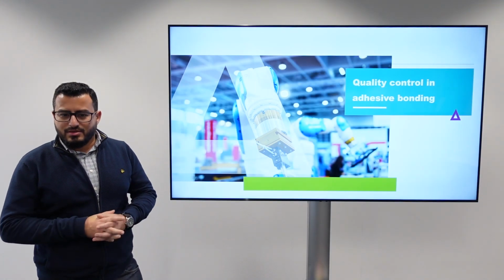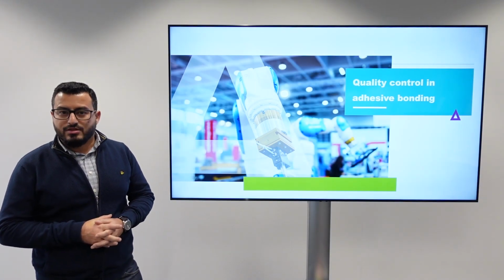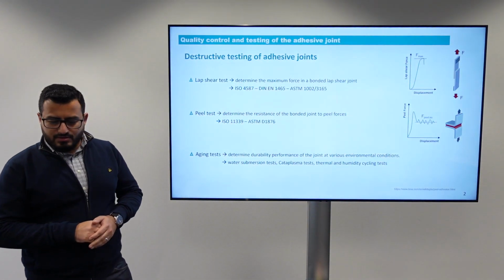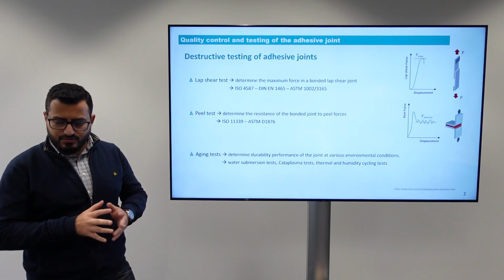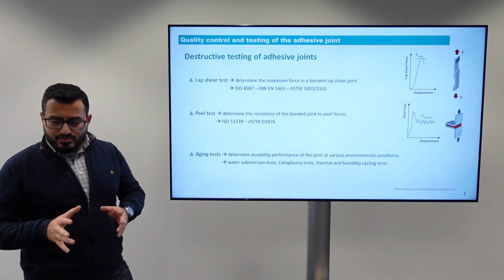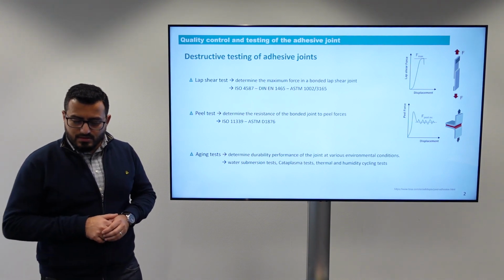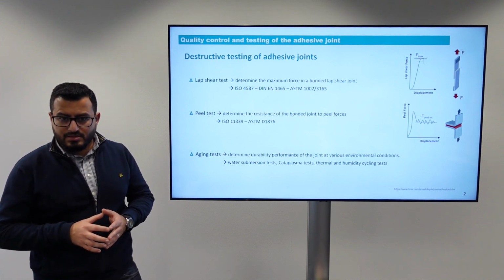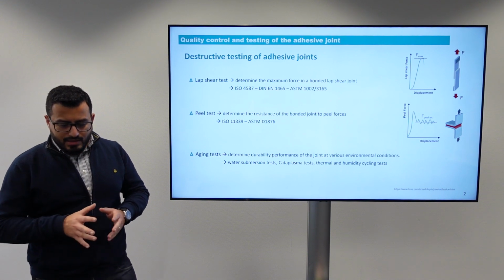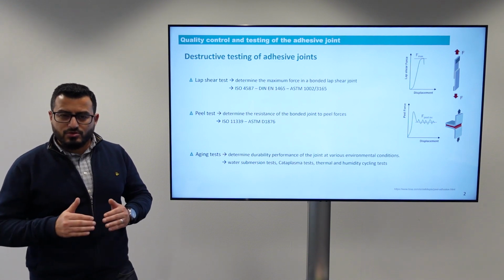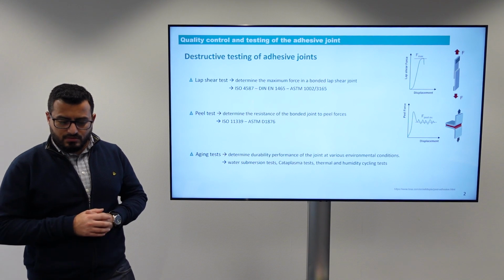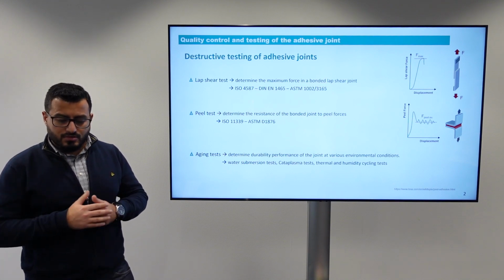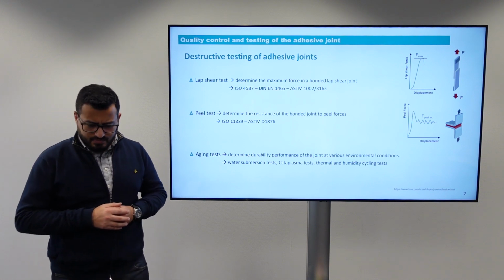Now let's see how we can test the quality of the adhesive joints. Testing and quality control can be divided into destructive and non-destructive testing. For the destructive testing, the most important tests are lap shear tests, peel tests, and aging tests. Lap shear tests determine the maximum force that the bonded joint can take, and this would be in the form of a bonded lap shear joint.